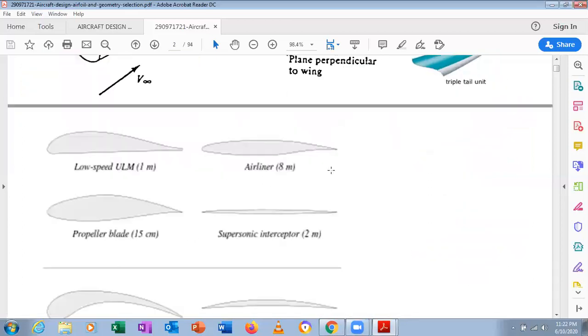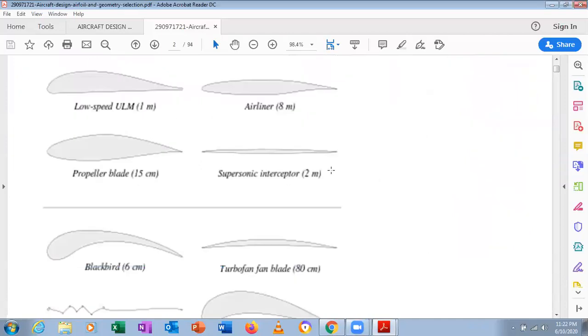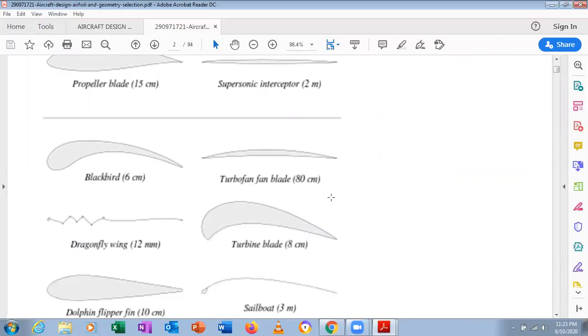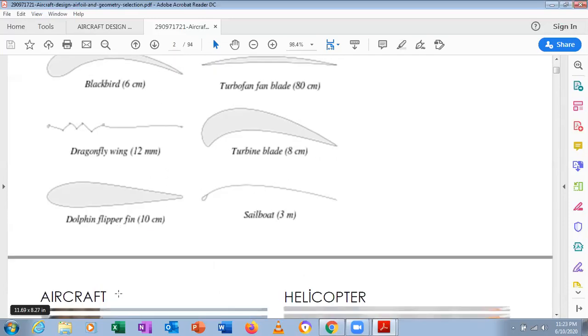You can see here low speed airfoils, airliners, propeller blades. Most propeller blades look like such airfoils. The thickness is 15 centimeters on a 1 meter chord, and we have supersonic interceptors and the turbofan blade. In turbofan engines, the compressor blades and turbine blades look like this. Also in wind tunnels, compressors and turbines have this airfoil shape. You can see 80 centimeters of thickness, and the Blackbird, around 6 centimeters, and the dragonfly wing. These are different types of airfoils.